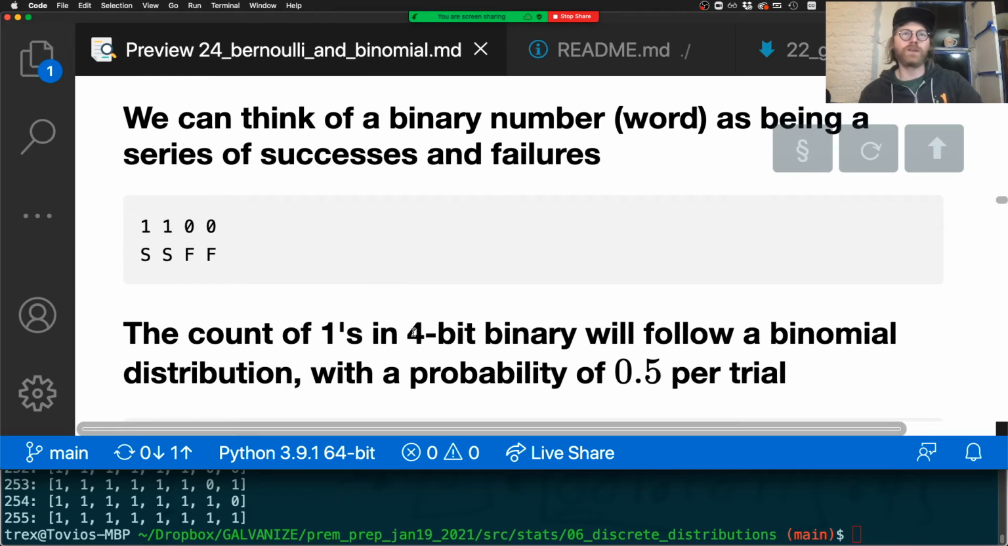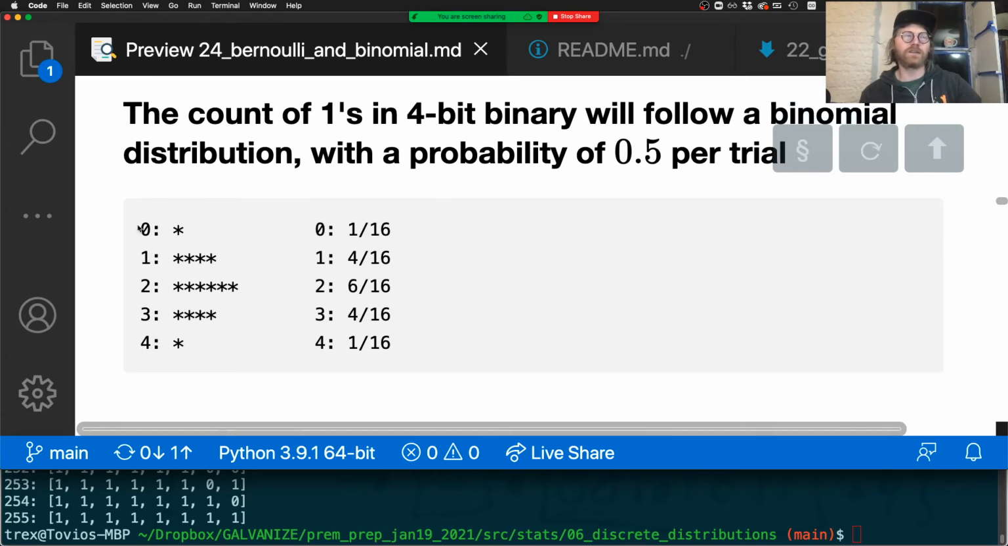So yeah, the count of ones in 4-bit binary will follow a binomial distribution with a probability of 0.5 per trial. And we can see that like this. These are the counts of the sums of ones for 4-bit binary. So 0, all zeros, occurs 1 time. 4, which is all ones, occurs 1 time. And then 1, which is some arrangement of 1 across 4 zeros, right? 0, 0, 0, 1, 0, 0, 1, 0, 0, 1, 0, 0, or 1, 0, 0, 0. Those are the 4 different ways that we can arrange to find 1. And similarly, 2, there are 6 different ways to spread 2 across 4 bits. Okay.